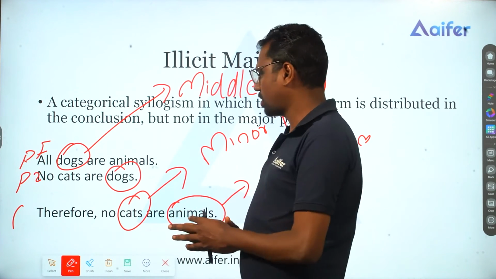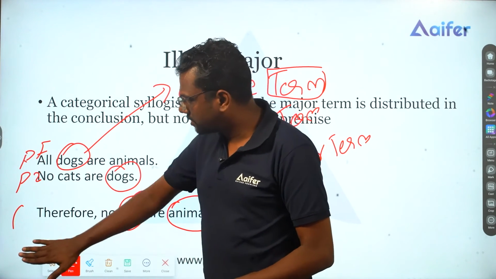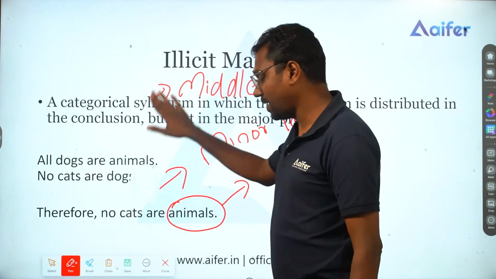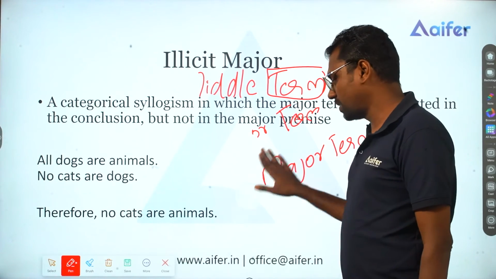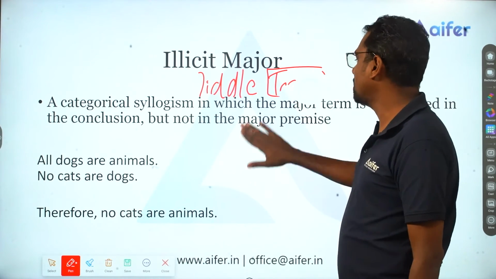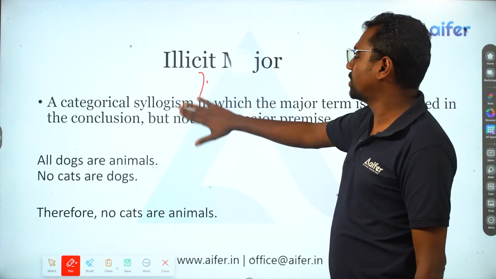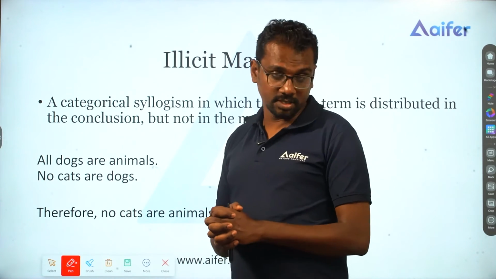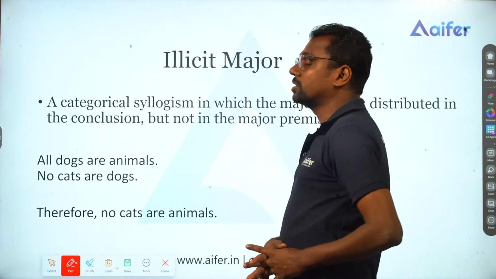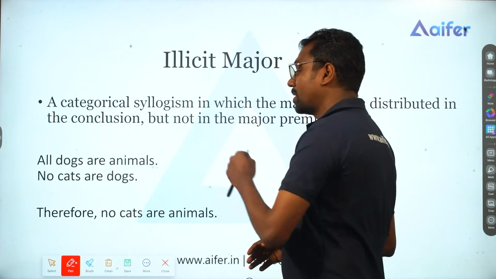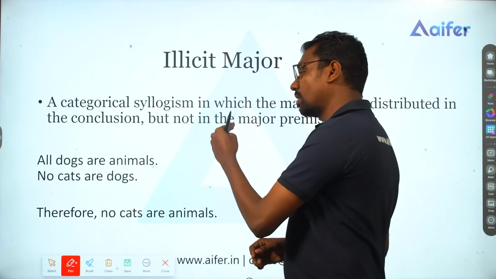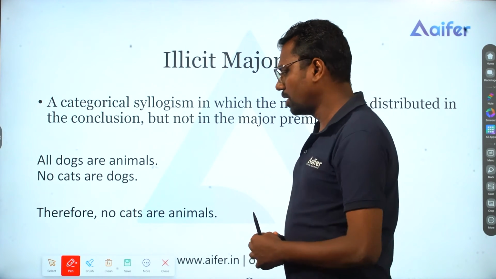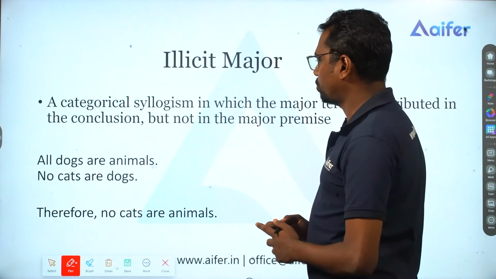I hope you are clear what the middle term, major term and minor term are. Once again, the major term is the predicate of the conclusion; here it is animals. The minor term is the subject of the conclusion; here it is cats. And the middle term is the term present in both premise 1 and premise 2; here dogs is present in both.